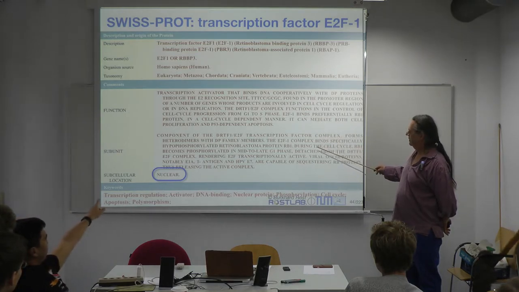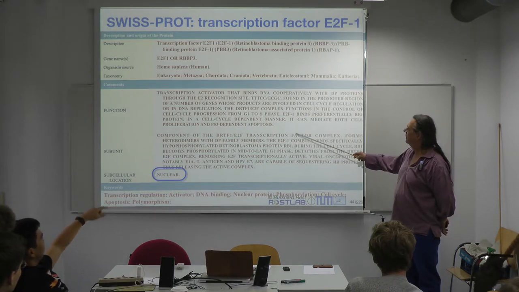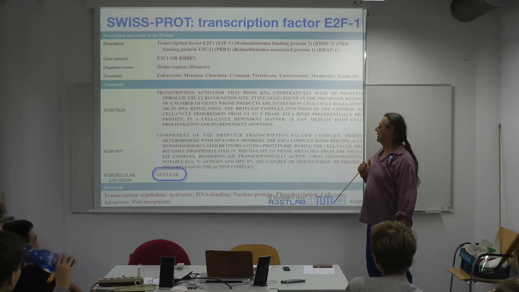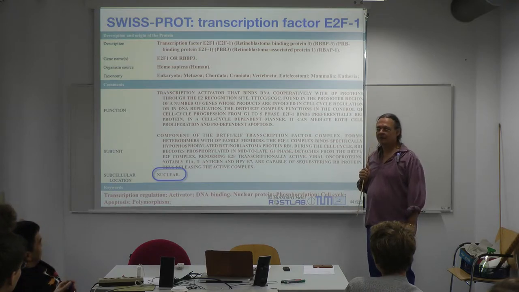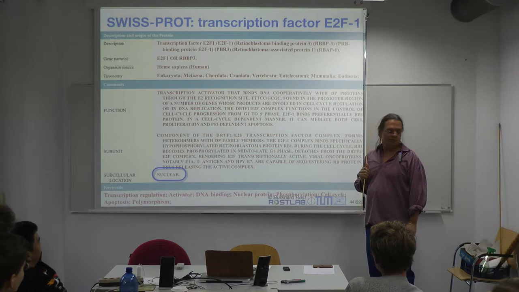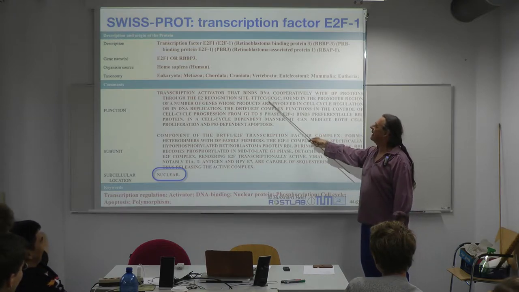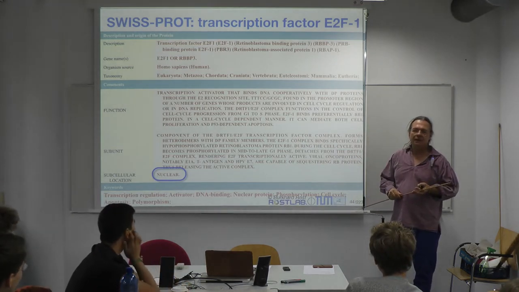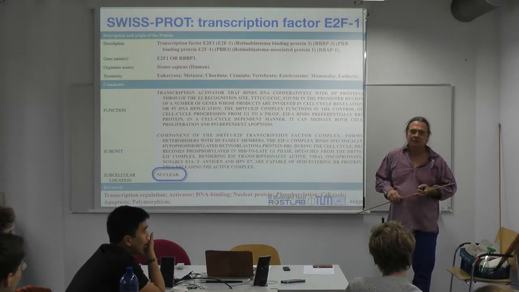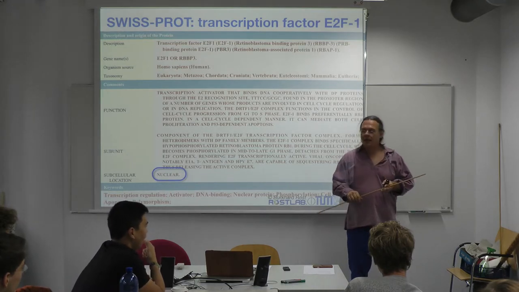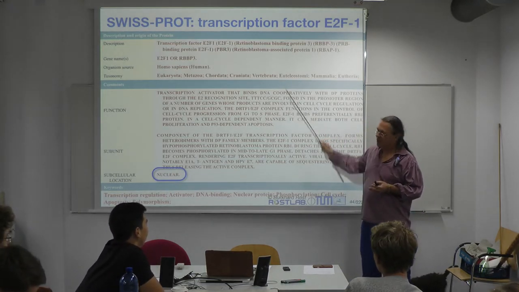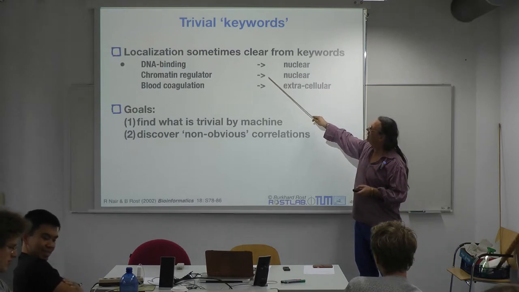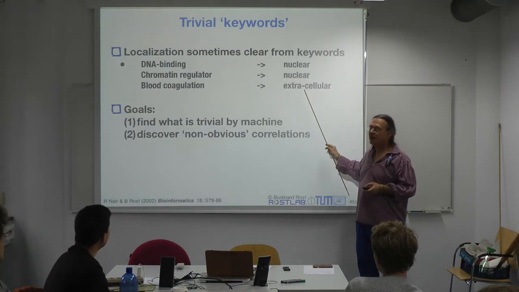TTC found like E2 recognition site TTC, second line of the function. So this tells you it's nucleus. Yeah, from biochemistry class. Good. That is certainly true. There's nothing simpler. It binds DNA. Yes, nuclear proteins bind DNA. So this gives it away for experts that this is a nuclear protein, and in the same way, chromatin regulator would give it away, blood coagulation would give it away as a secreted protein.